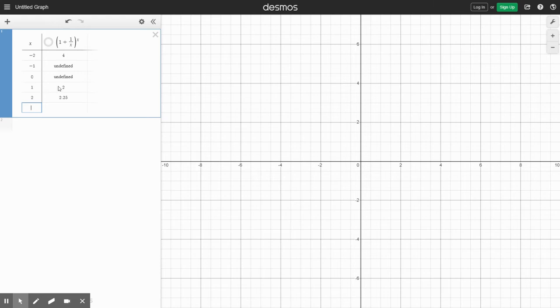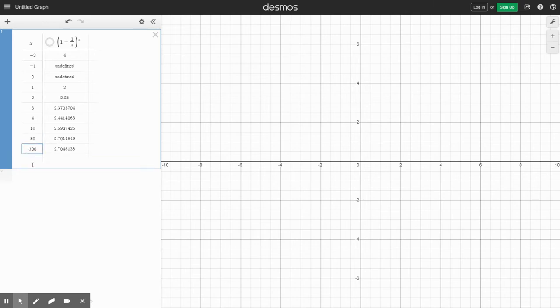If we plug in 1, we get a 2 out. If we plug in a 2, we get 2.25. So let's plug in 3, 4. Let's go faster and plug in a 10. Notice that you get 2.59. Let's plug in an 80. Notice that we're getting 2.70. Let's go to 100, 2.70, 150. It seems like we're getting closer and closer to the value of 2.70. Let's just keep plugging in numbers.